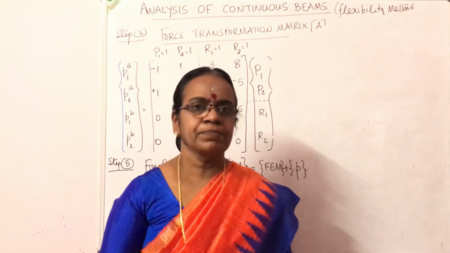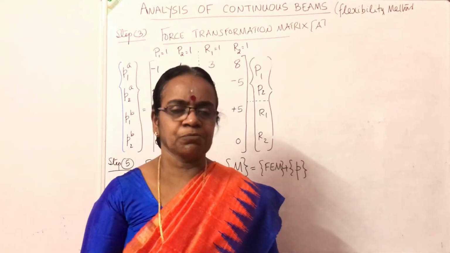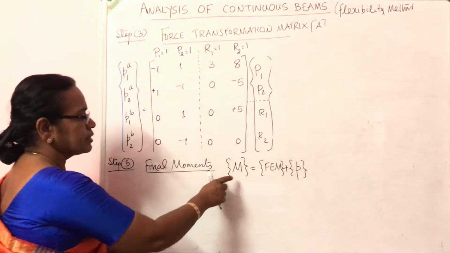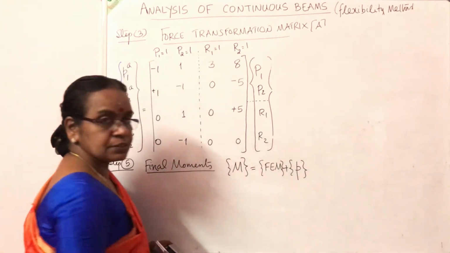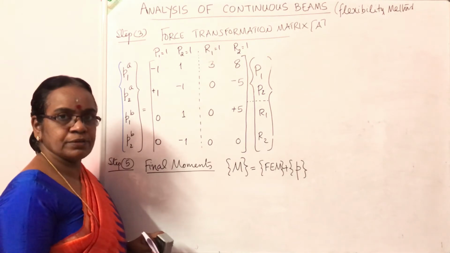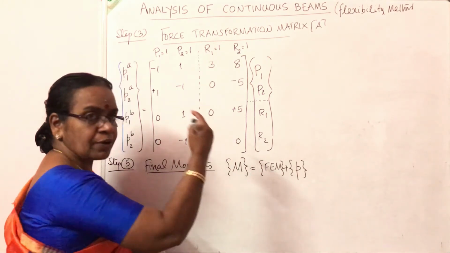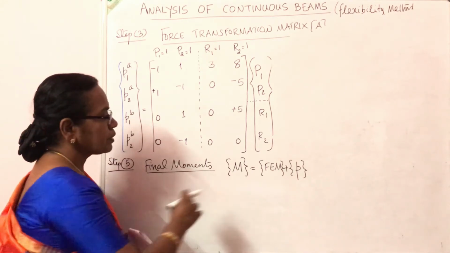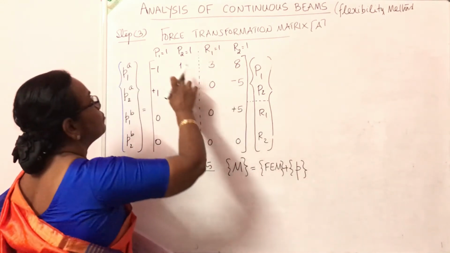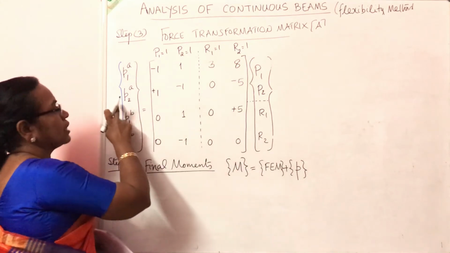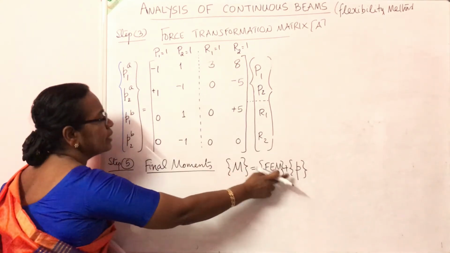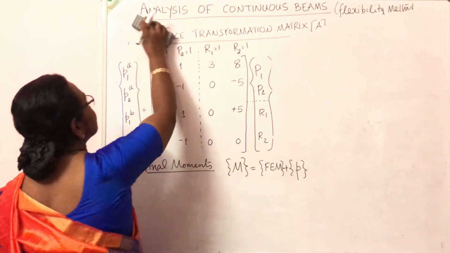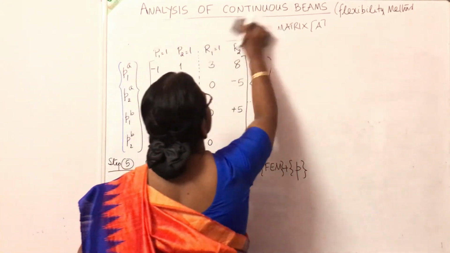So the last step, we are going to calculate the final moments. That is the result required for us. The final moments are calculated as fixed end moment plus the internal moments. Fixed end moment values we have written in the second step for calculation of equivalent joint load. And the small p is the element forces. It is in step 3 we have already written this. That is why I have kept it here itself.